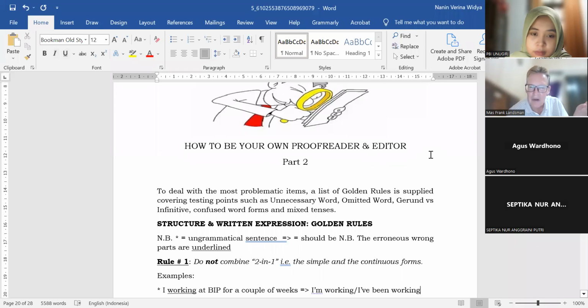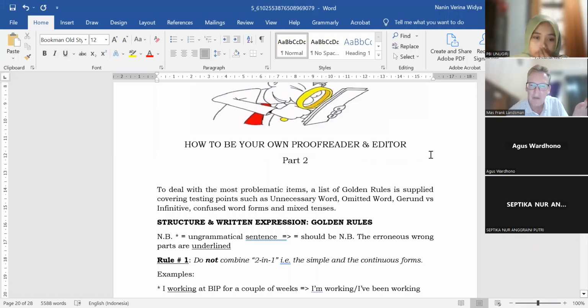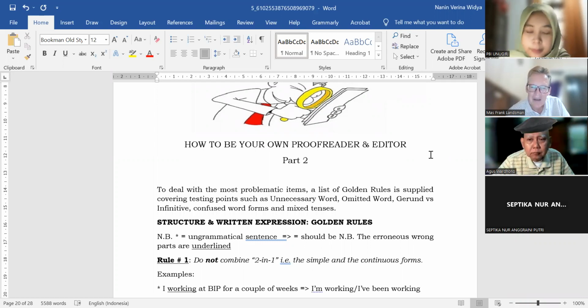If you look at the common errors, kesalahan umum people make, these are the ones that we often see in academic writing from Indonesian lecturers or students. So I've drawn up a list of golden rules. Golden rules means peraturan tertinggi. And these cover several testing points, like unnecessary words, omitted words, gerunds, infinitive. Later on, we'll look at error identification.